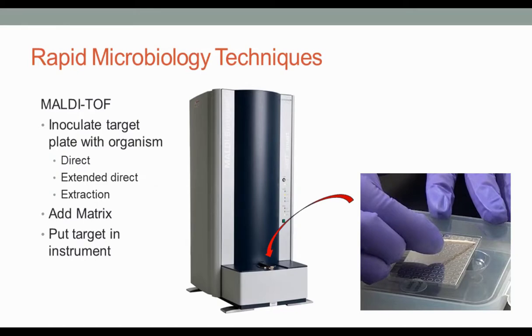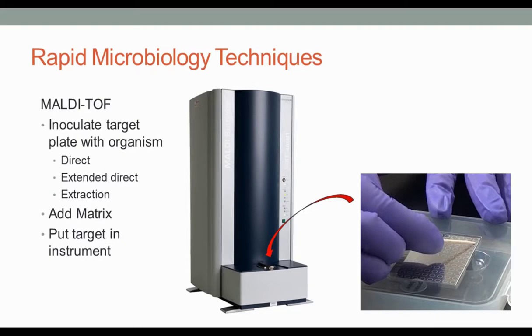To perform the identification from a culture plate, the organism is inoculated to the target plate, as shown here. In the direct method, the organism is placed directly onto the plate. Depending on the organism, it may be necessary to use the extended direct method, which uses formic acid to break down the cell wall prior to inoculating the target. Organisms with a thick cell wall may require an extraction prior to inoculating the plate.